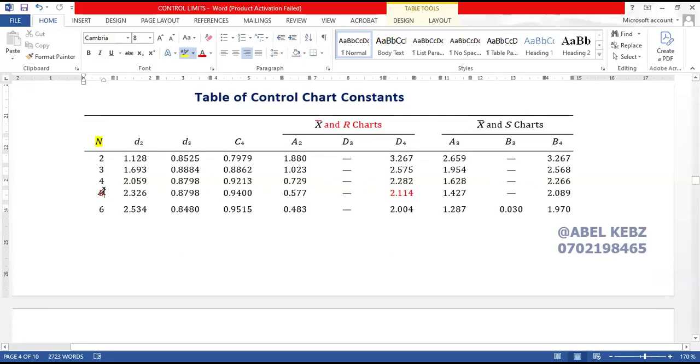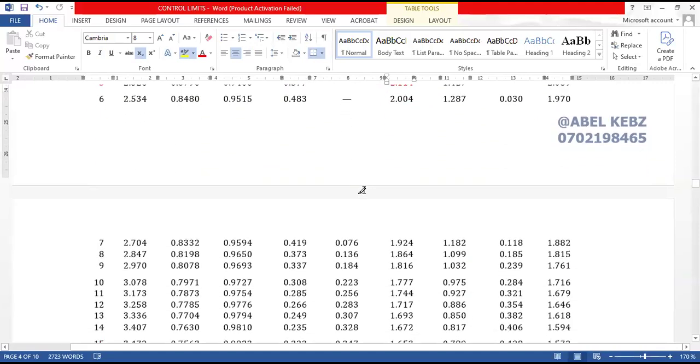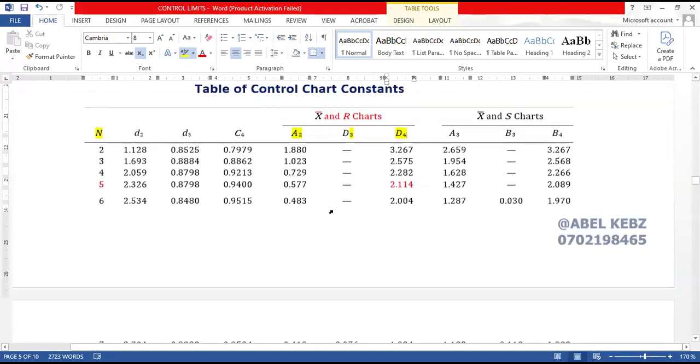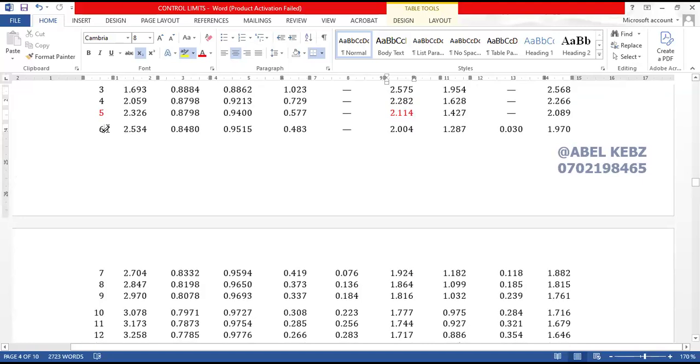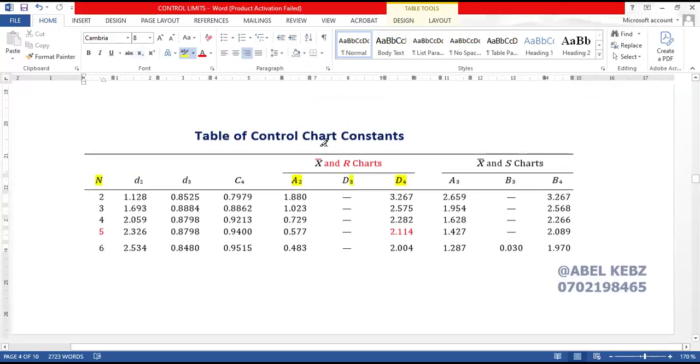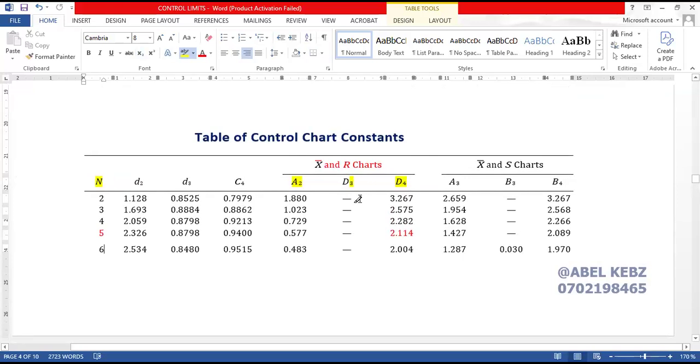If there are 5, you stand where you have 5. You look for the unknown. The unknown could be A, D3, or D4. In your formula, you will need A2, D3, or D4, depending on the question. So if the number of observations is, let's say, 6, you stand where you have 6 and read A. A will be this, D will be 0, D3 will be 0, D4 will be this. So that's how you'll be reading the table.